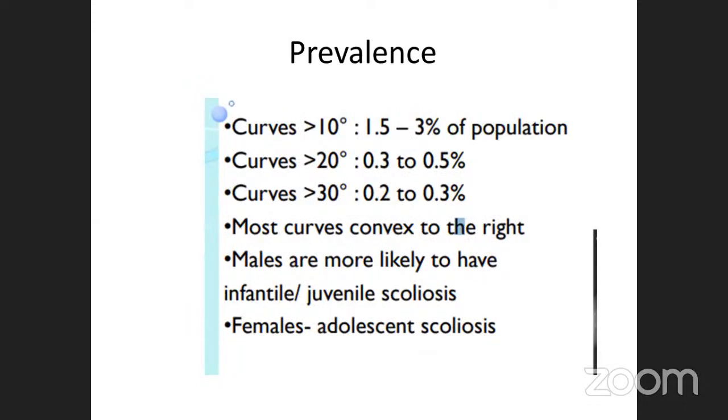Prevalence of kyphoscoliosis. Curves greater than 10 degrees occur in 1.5 to 3% of population. Curves greater than 20 degrees occur in 0.3 to 0.5% of population. Curves greater than 30 degrees occur in 0.2 to 0.3% of population. Most curves are convex to the right side. Males are more likely to have infantile or juvenile scoliosis. In females, adolescent scoliosis is common. The most common variety is idiopathic scoliosis, which occurs in 70% of scoliosis cases.